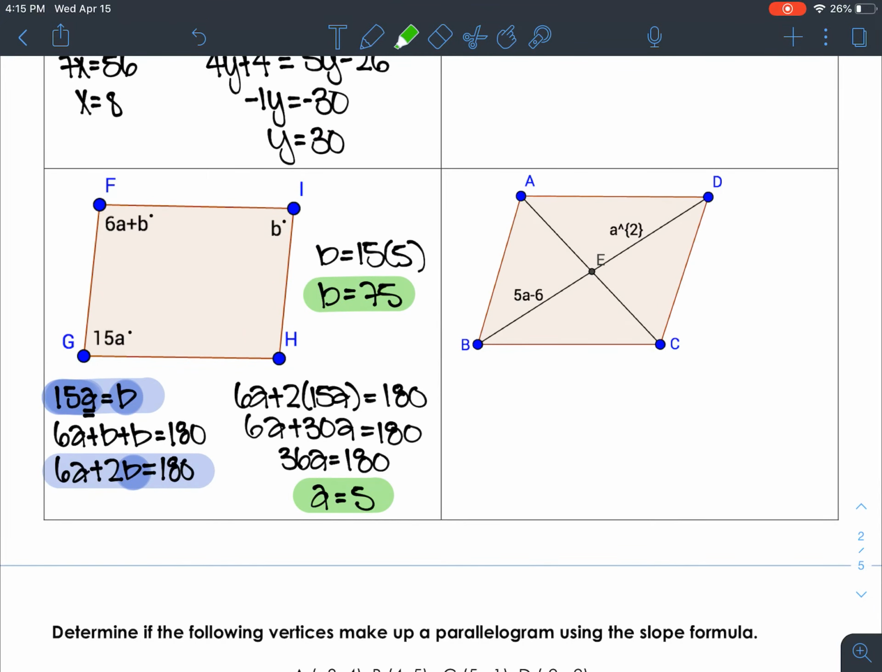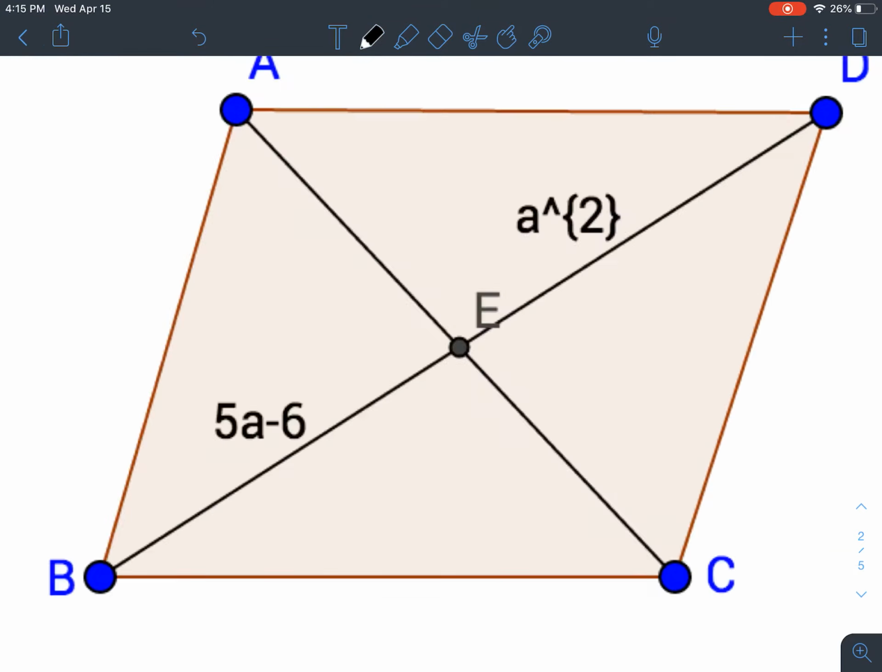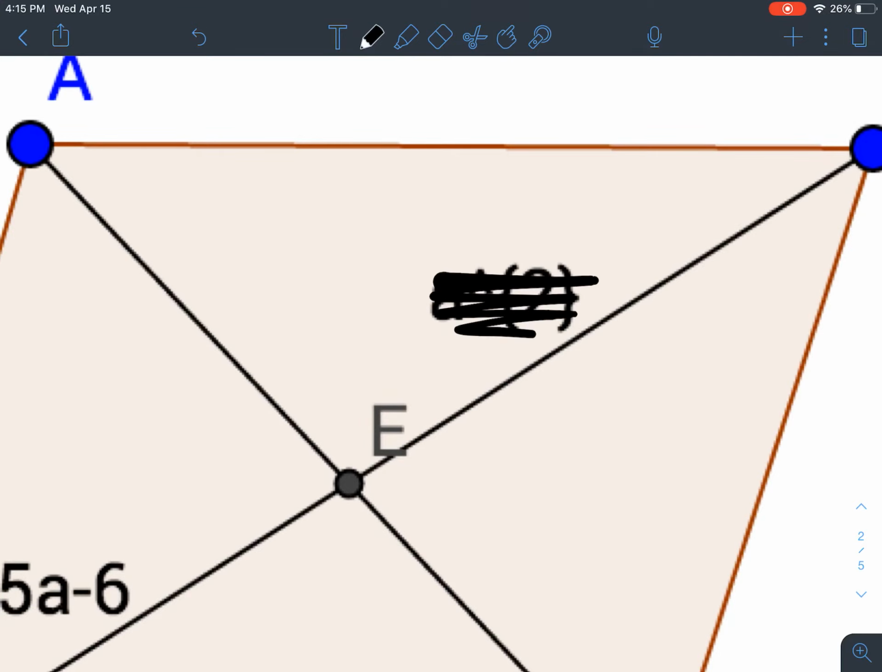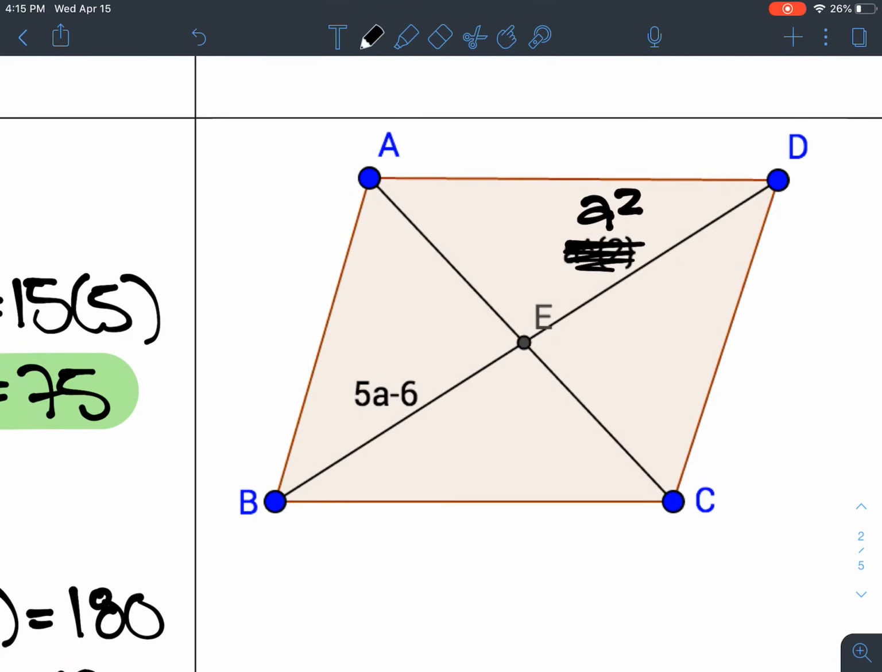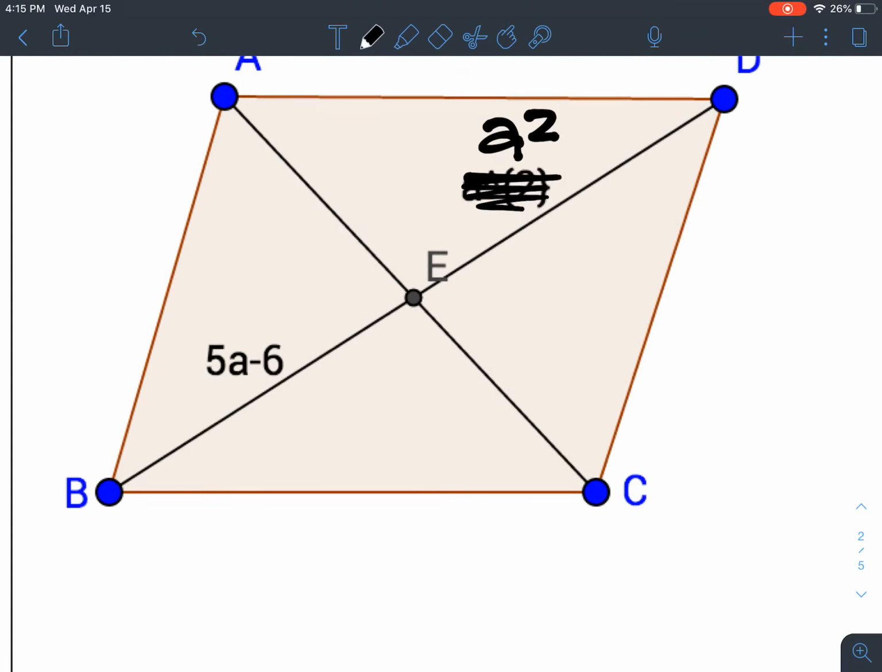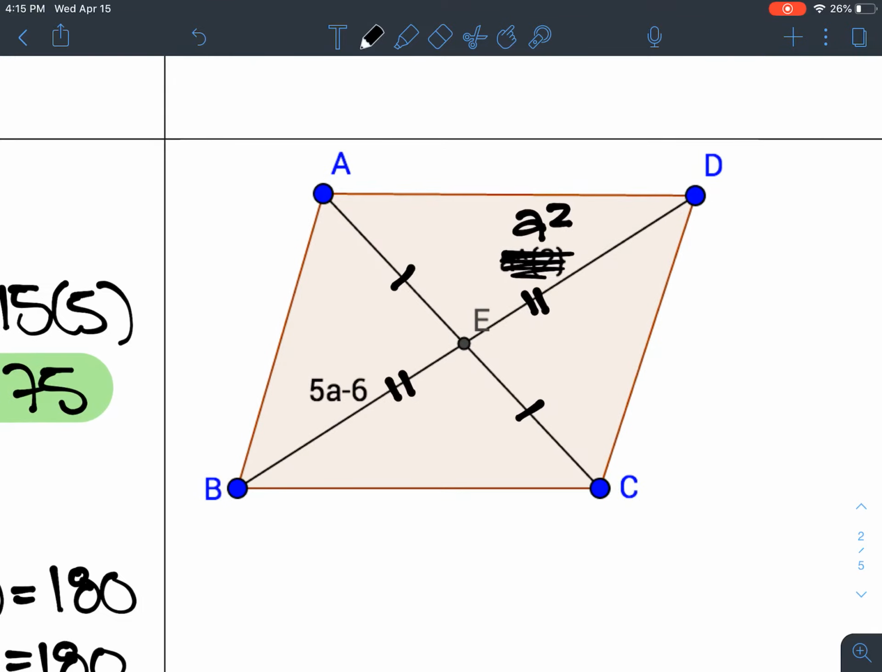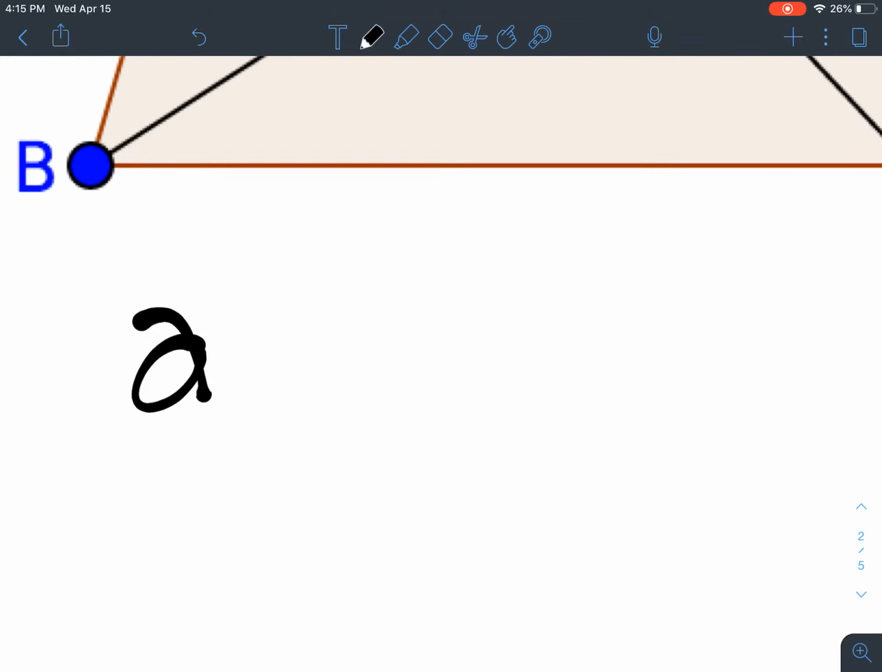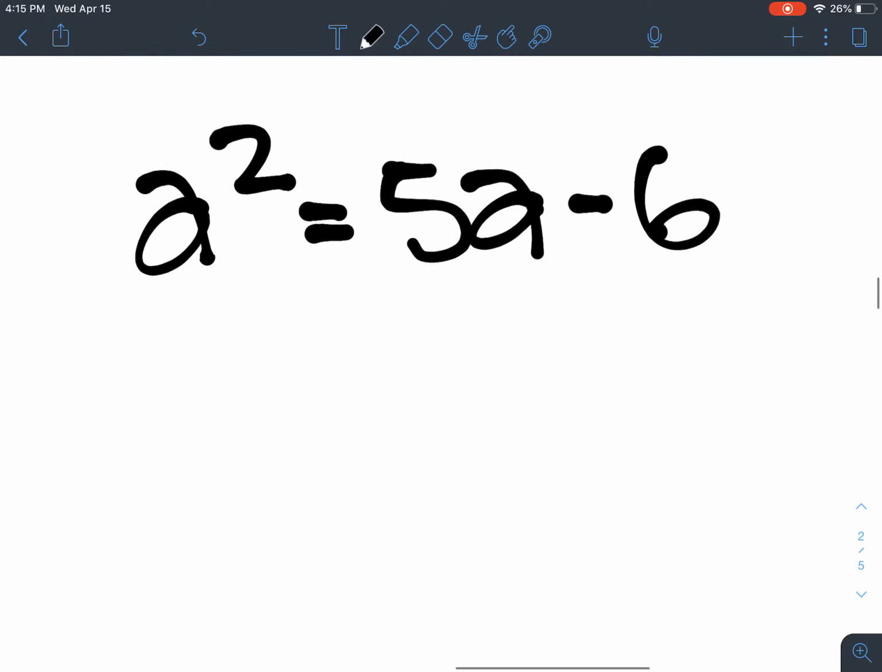Now let's do the last one. So if we look at this, I made this in GeoGebra, and this right here is actually A squared. Just to keep that in mind. So I'm talking about diagonals here, and because I'm talking about the diagonals, I know that in a parallelogram, the diagonals have to bisect each other, which means that E has to be the midpoint of both of these diagonals, which means that I'm going to take A squared and set that equal to 5A minus 6.